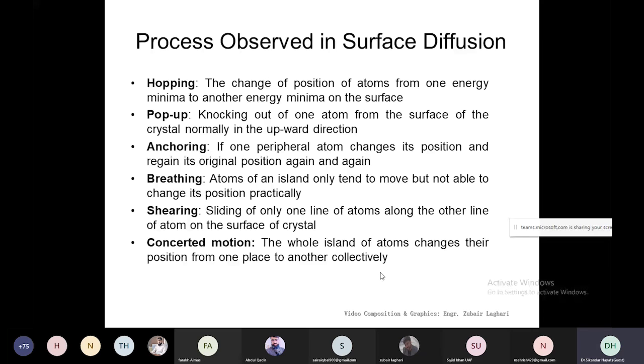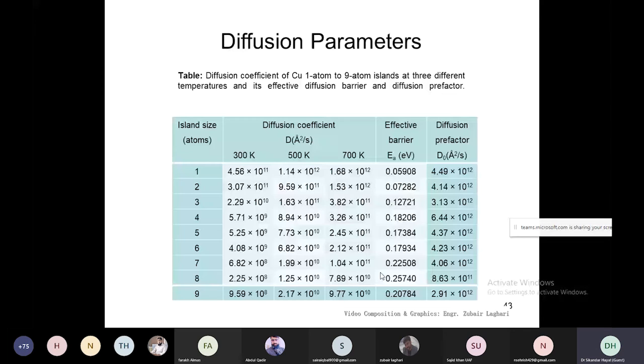These all steps are part of the surface diffusion. Sometimes only one atom, a single atom, two atoms, and sometimes many atoms are involved during the diffusion. No doubt, for the large islands, only the peripheral atoms are part of the dynamics, while the inner ones are, in other words, static. But with the increase of the temperature, they all follow the dynamics.